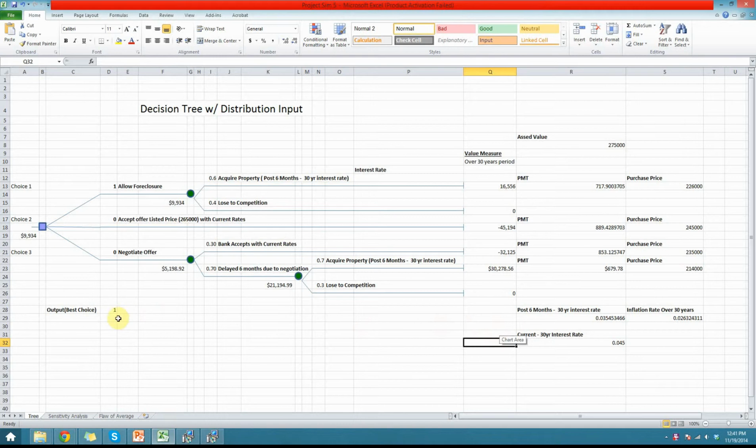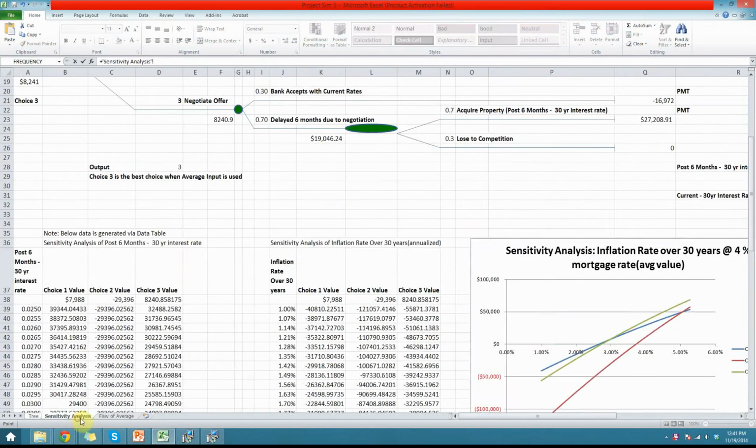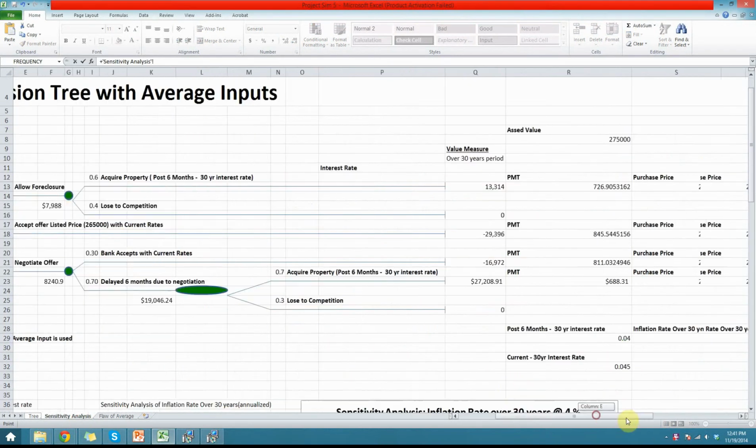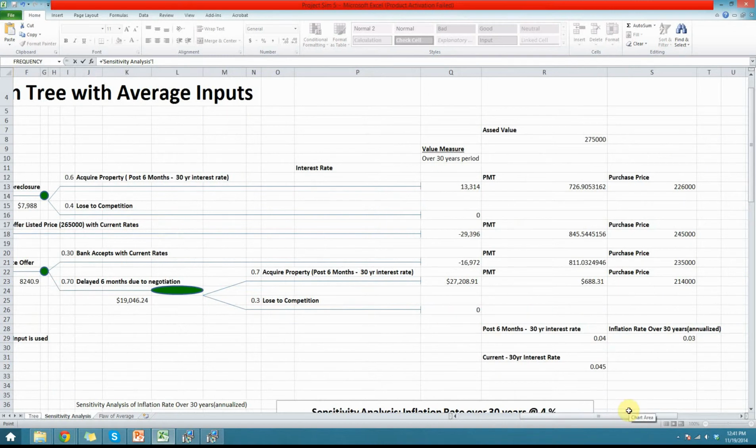And we have an output that basically tells us which would have been the best choice based on those changing inputs. And on the second tab, we have another tree built in, but that one is not changing. It does not have a changing interest rate or inflation rate. It actually uses the average value for those.